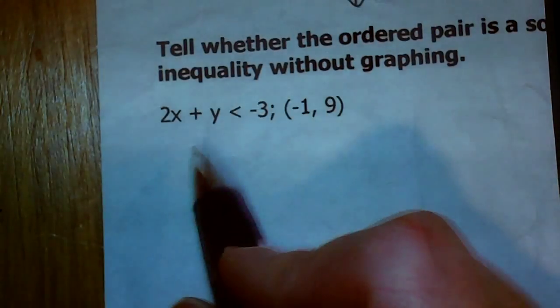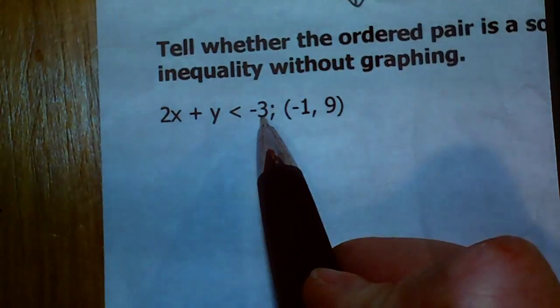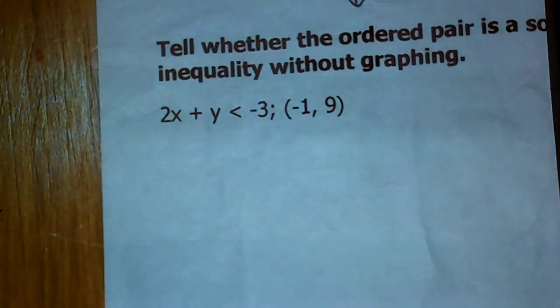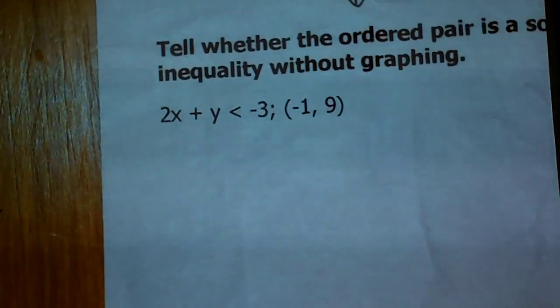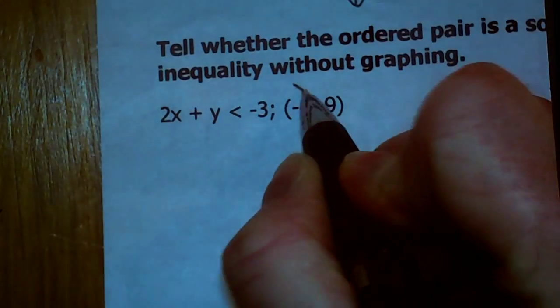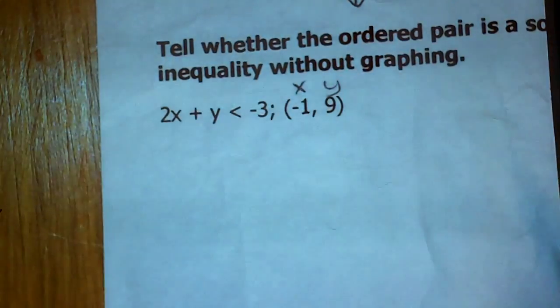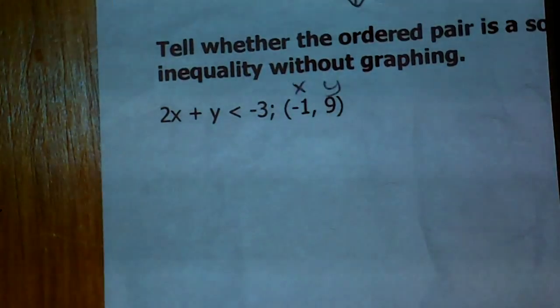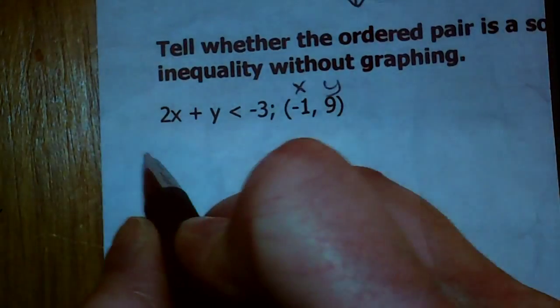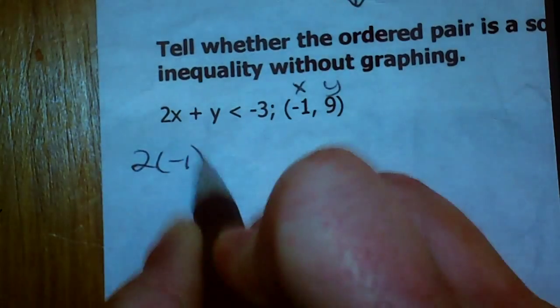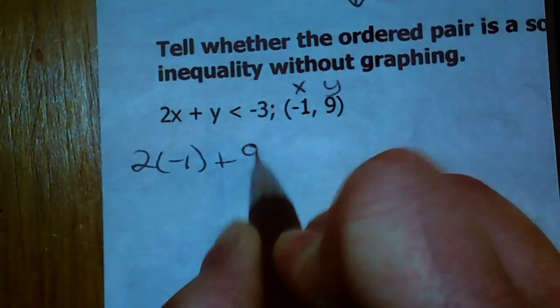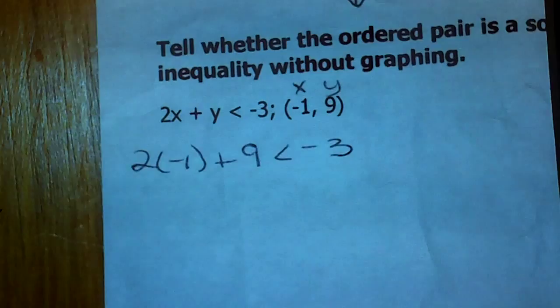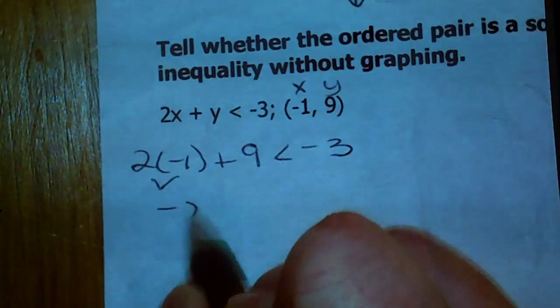So if we have 2x plus y is less than -3, and I want to know, hey, is (-1, 9) a solution point on that? All you have to do is plug -1 in for x and 9 in for y and see if the statement is true. So 2 times x, which is -1, plus y, which is 9, should be less than -3. 2 times -1 is -2.